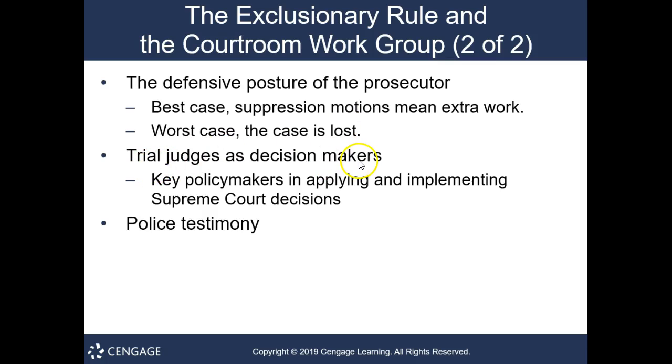Trial judges are the decision makers. They're the key policy makers in applying and implementing the Supreme Court decisions, deciding, every situation is at least a little bit different than ones that have come before. And so the courts have to decide, is this subject to this rule or that rule, what rule are we going to apply. And they also have to judge police testimony. And sometimes police are the only people who have knowledge of what happened regarding whether it was a legal or illegal search. And that's a little scary.